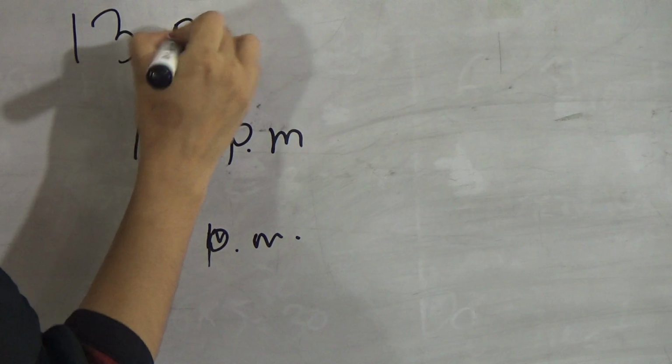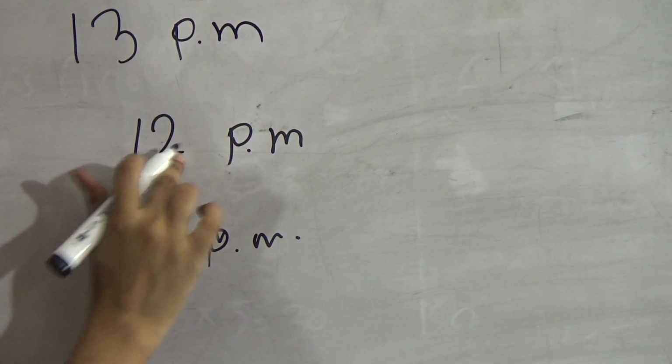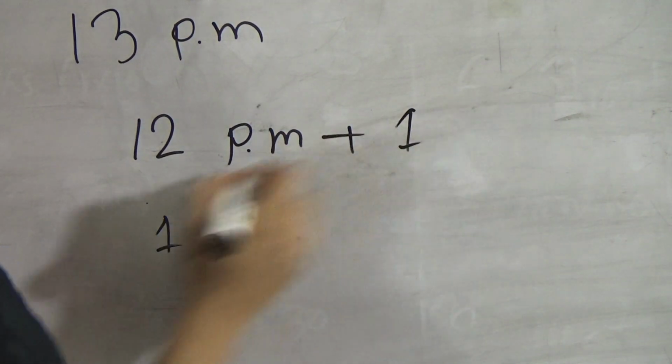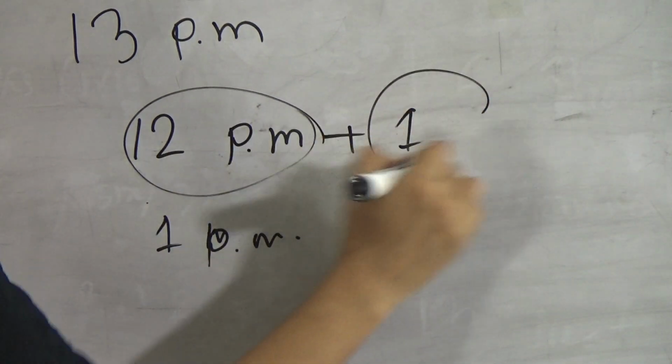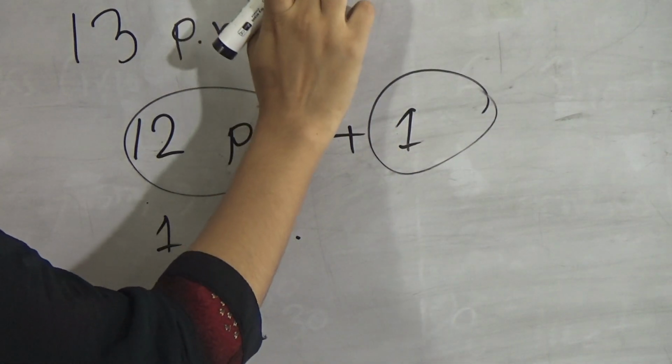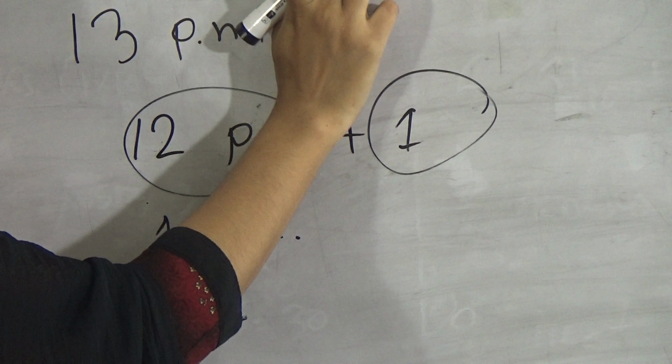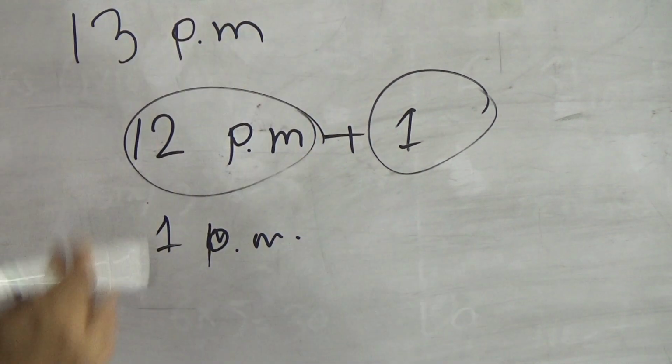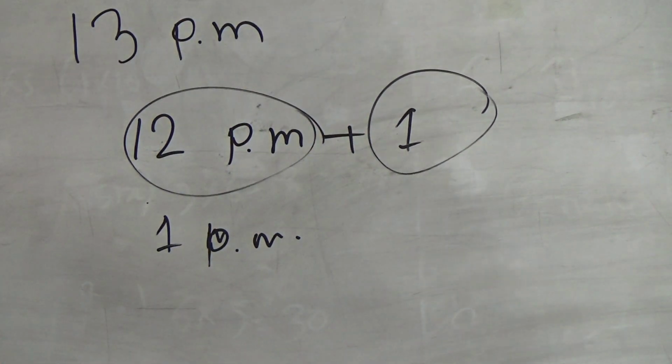That means 13 means 12 plus 1. After 12 pm it comes 1 pm. So the time will be 1 pm and 19 minutes. That means 1:19 pm. So this is the local time of Japan.